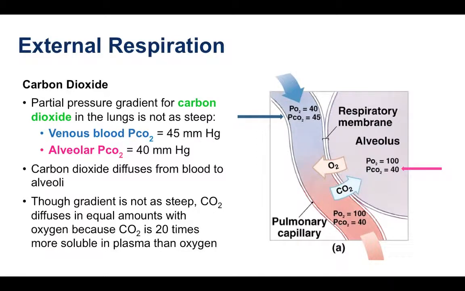Still in external respiration, now we're going to look at carbon dioxide transport. Here you can see that the partial pressure gradient is not as steep. The partial pressure of carbon dioxide in the venous blood is 45. Partial pressure in the lung is only 40. But because the solubility of carbon dioxide is much greater in liquid than oxygen, we're still going to have almost an equal exchange of carbon dioxide to oxygen. So we're still going to get rid of a whole bunch of carbon dioxide, even though that partial pressure gradient isn't as steep.